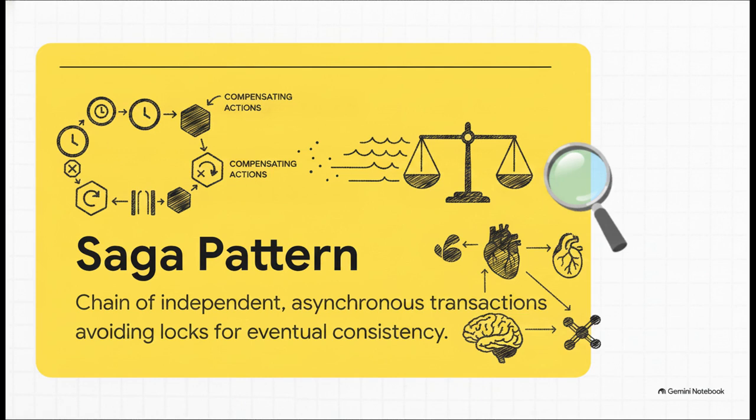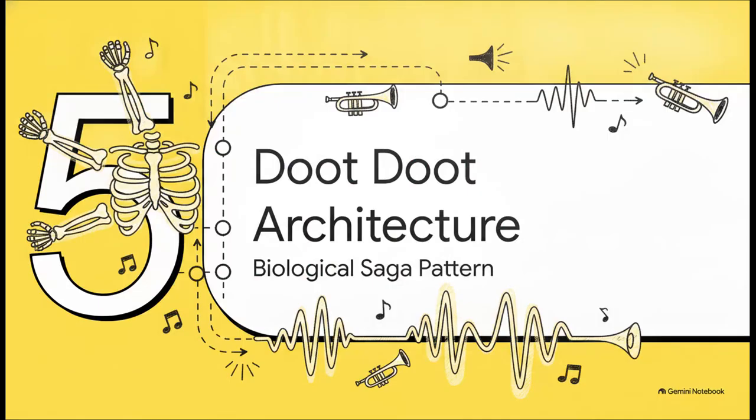The saga pattern accepts the delay. It breaks the work into independent, asynchronous transactions, committing what it can right now. It trusts the math, guaranteeing that the system will reach what we call eventual consistency. Nothing gets locked, nothing freezes. Now let's map that to our bodies in Section 5, the Doot architecture.